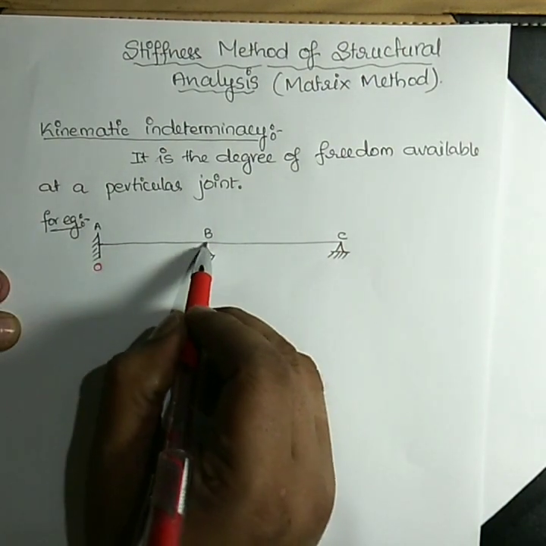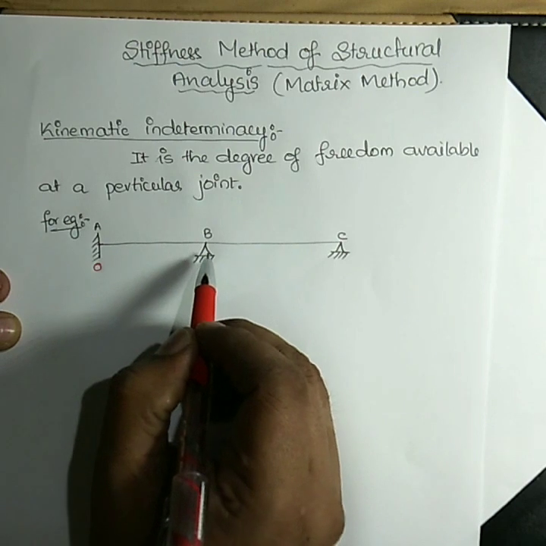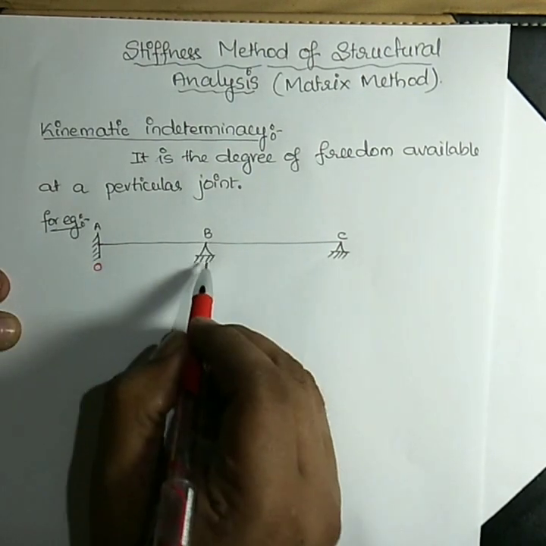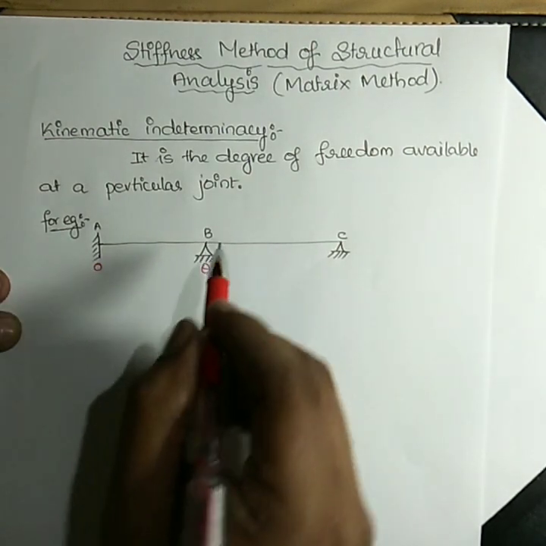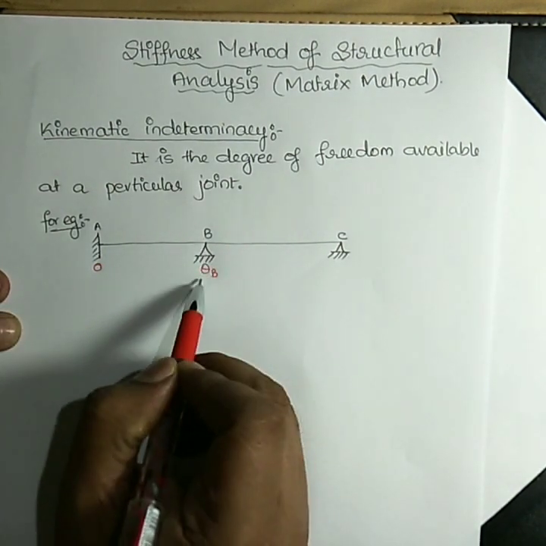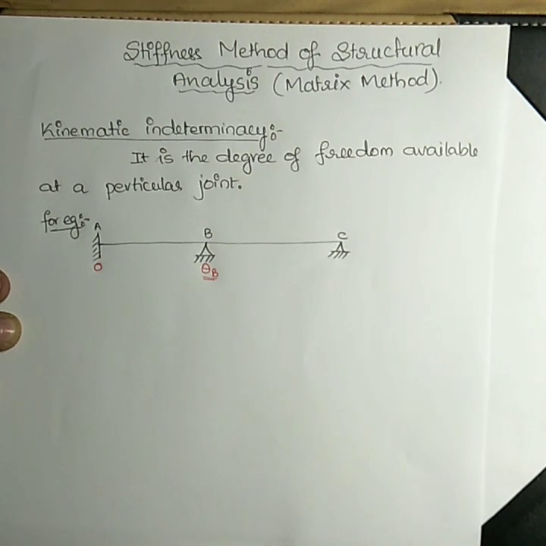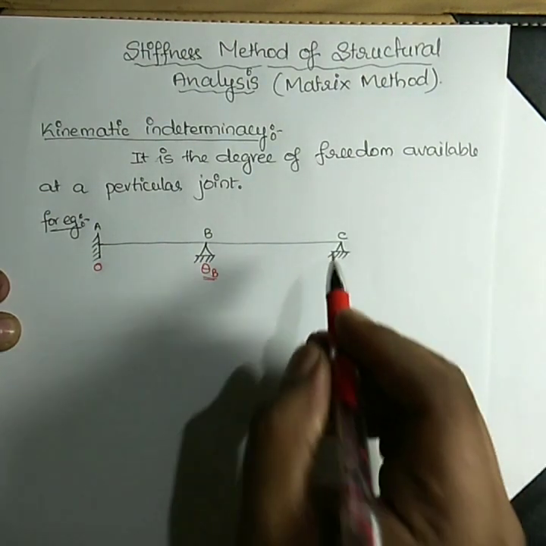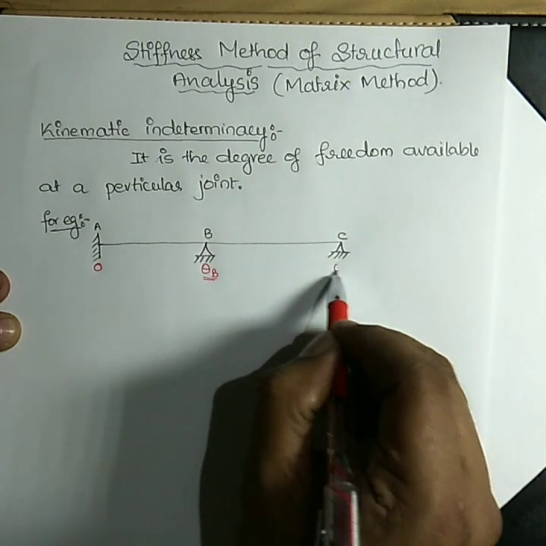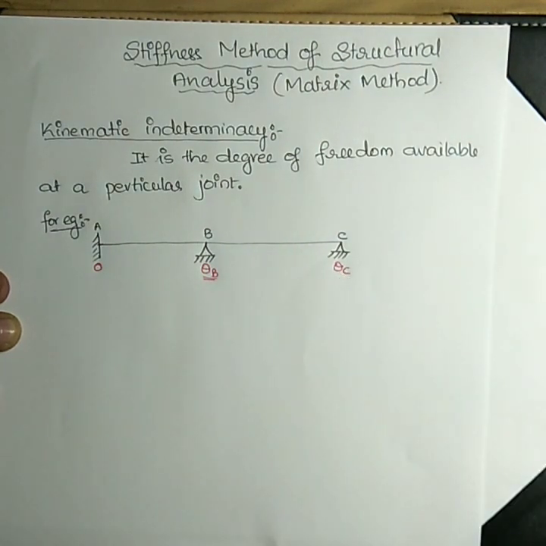Whereas point B is a hinged support. Kinematic indeterminacy at point B is 1, that is theta B. It is free to rotate at point B, hence theta B is the kinematic indeterminacy. Similarly, at point C, it is a hinged support, hence theta C is the kinematic indeterminacy.